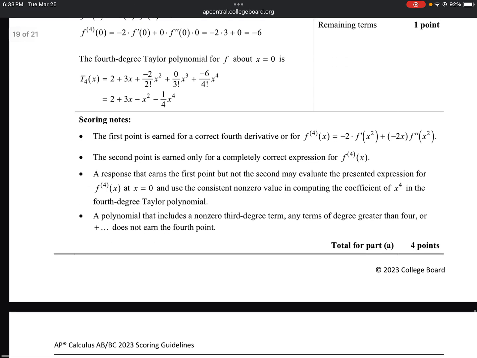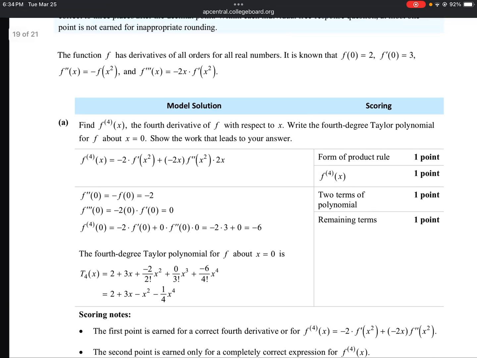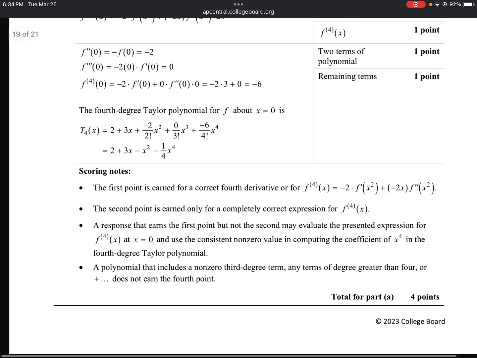Big question. The first point is earned for correct fourth derivative. Second point is earned only for completely correct expression for... wait, what? Isn't that the first point? Oh, from form of product rule, I guess is what they want to see. So I think you basically get the first 2 points if you do the derivative correctly. That's what you get. A response that includes a polynomial earns the first point but not the second point.